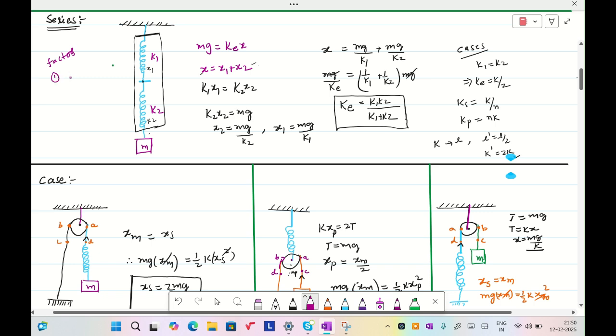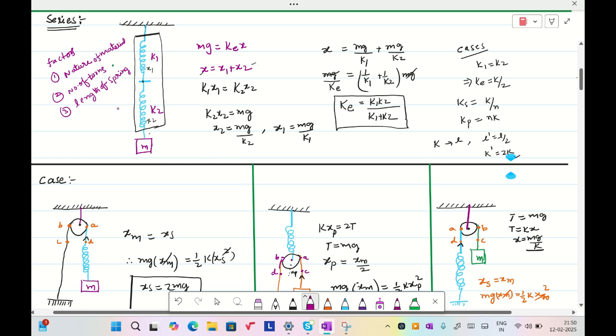First one is the nature of the material, that is, with which material the spring is made. The second point is the number of turns. And the third one is the length of the spring. Length of spring, not length of string.